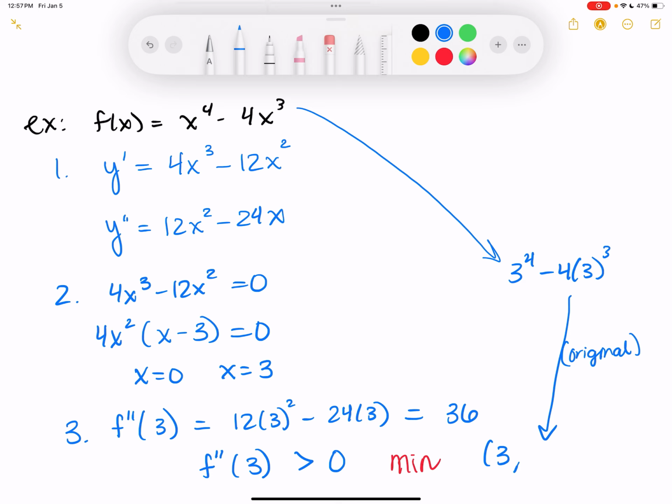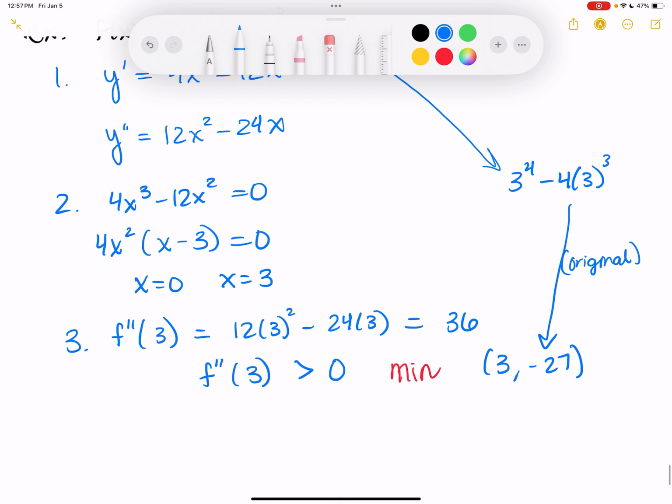Negative 27. Negative 27. All right. So that means that I have a min at the point 3, negative 27. Yes. So that's just the first point.